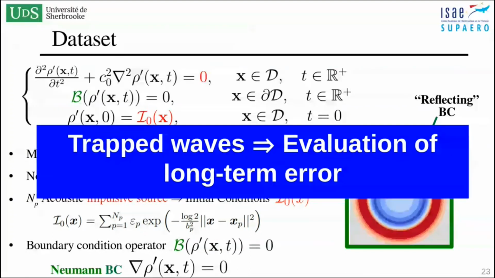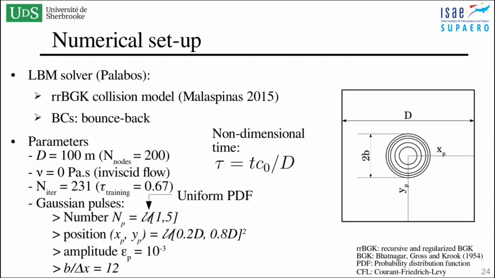The interest of having this simple case is that the waves stay trapped in the domain for a very long time, so it allows us to evaluate the long-term error behavior of this approach. Then for the numerical setup, we use this compressible lattice Boltzmann solver called Palabos, and using this recursive and regularized BGK collision model, which is more stable than the traditional BGK model for inviscid flows, actually. And for the boundary condition, we employ the traditional bounce back algorithm.